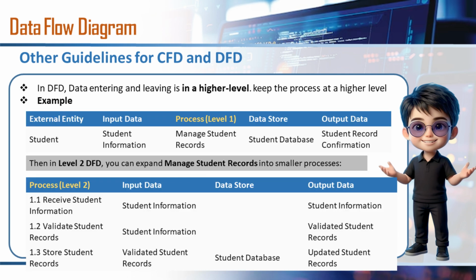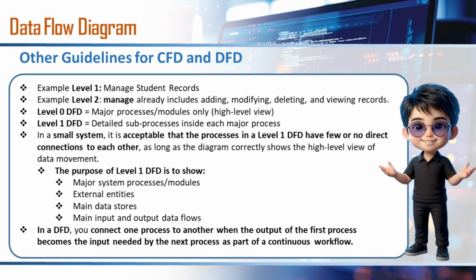In a DFD, the data entering and leaving a higher level process must remain consistent when a process is decomposed into lower level diagrams. Keep the overall process and its external data flows at the higher level, while the lower levels provide more detailed subprocesses and data flows. Please carefully observe the example provided and compare the level 1 and level 2 DFDs. Notice how level 2 provides a more detailed breakdown of the processes as shown in level 1, while maintaining the same overall data inputs and outputs. The lower level diagram should add detail without changing the meaning or overall data flow established at the higher level.